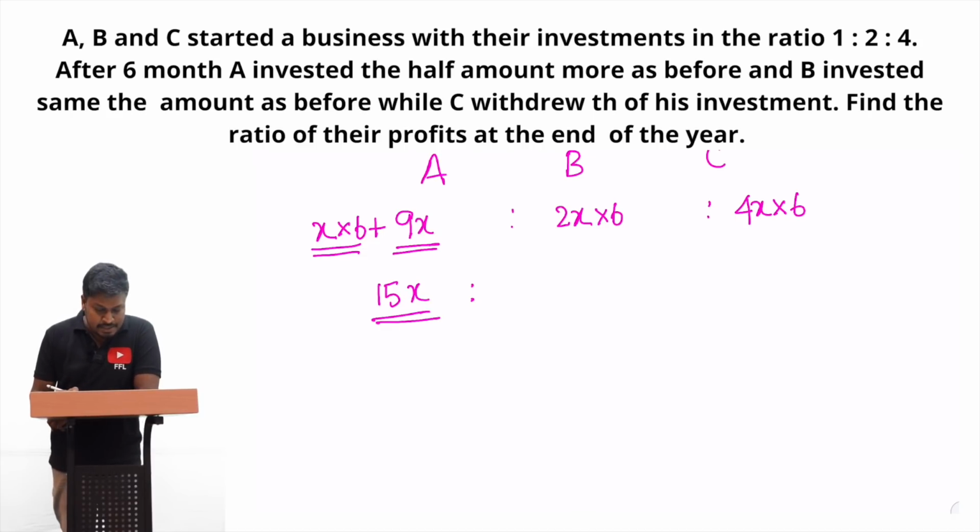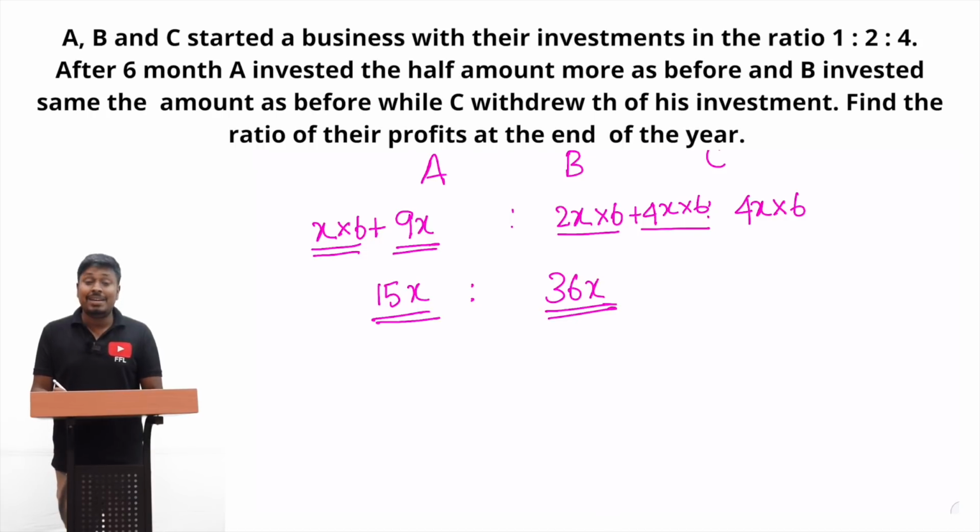Next will be B. B invested the same amount as before. He is already investing 2x, so now he is investing another 2x, which is 4x into 6, the remaining 6 months. So 6 into 2 is 12x, and 6 4s are 24x. So 12x and 24x will be 36x. So the total amount invested by person B will be 36x.